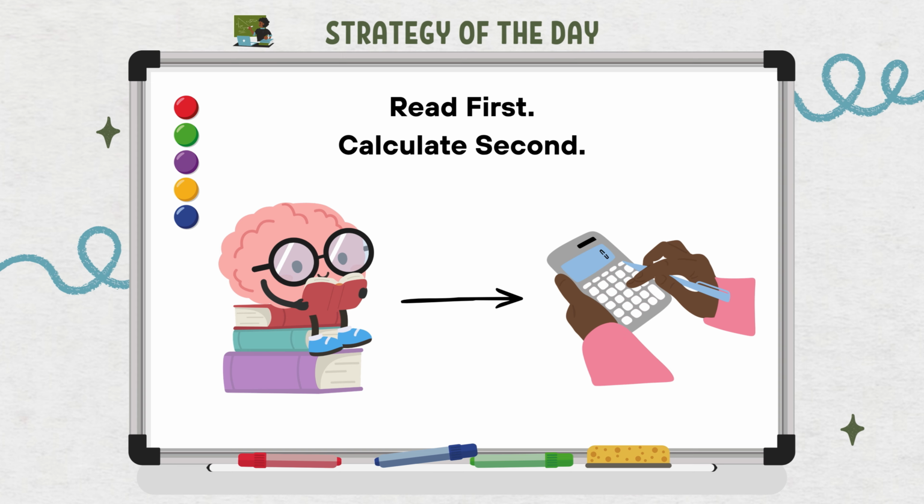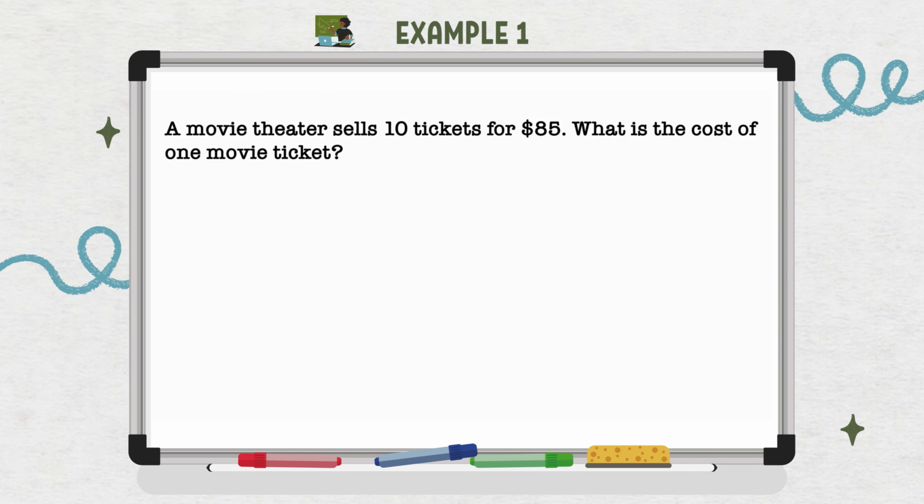So let's go ahead and get into example 1. Example 1. A movie theater sells 10 tickets for $85. What is the cost of 1 movie ticket? First, I'm going to highlight the question. So the question is, what is the cost of 1 movie ticket? Now, let's box in what they already gave us. They already told us that 10 tickets cost $85.